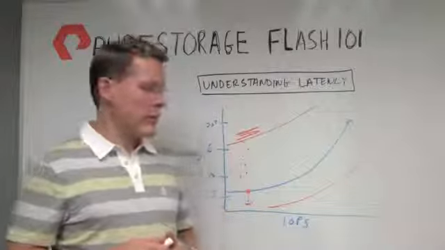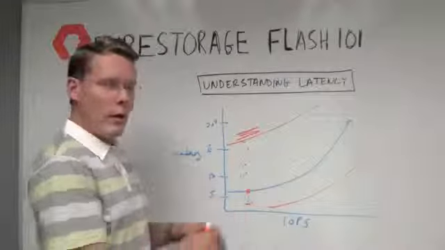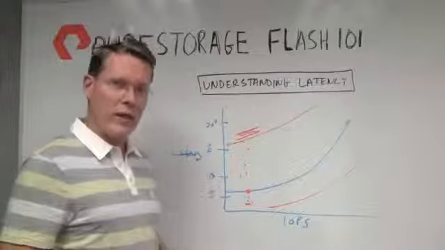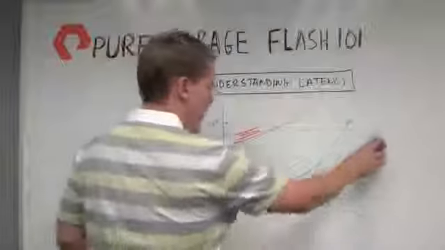So there's two important things to understand when you think about latency. Not only what is the average latency, but what is that span, that breadth of minimum to maximum latency and worst case that's being delivered at any IOPS rate. And this is a great place to talk about the benefits of flash.